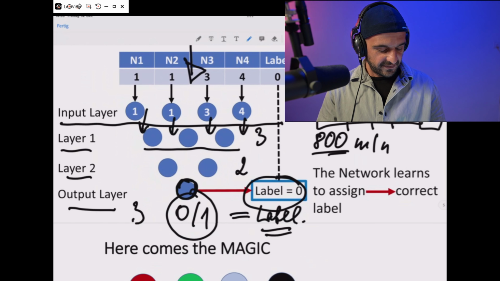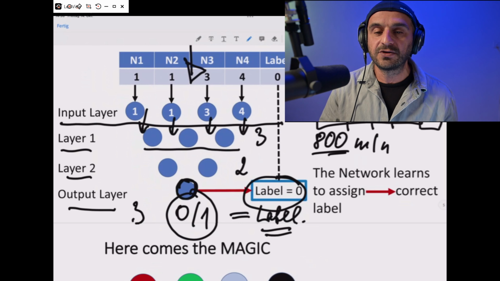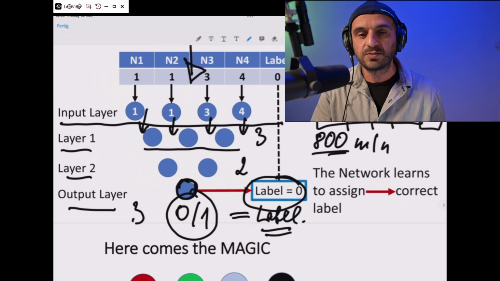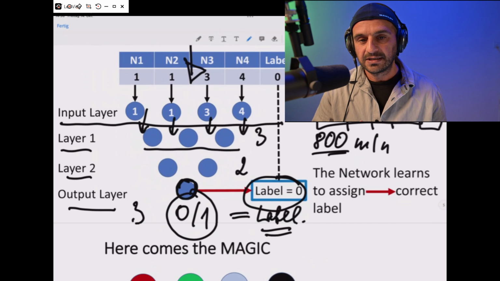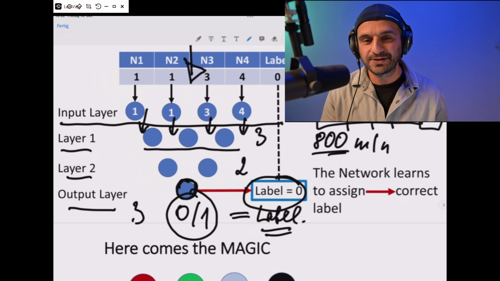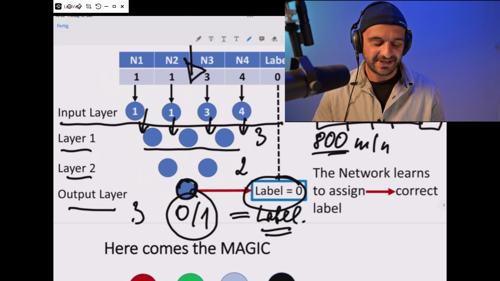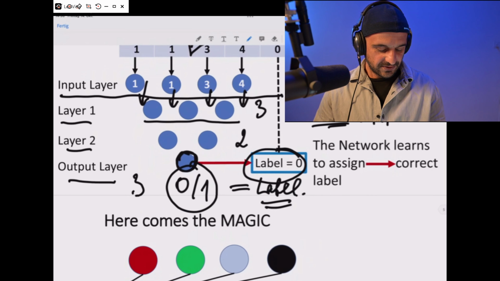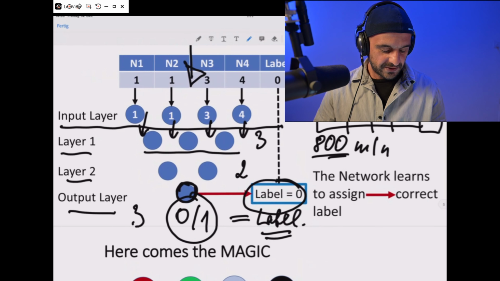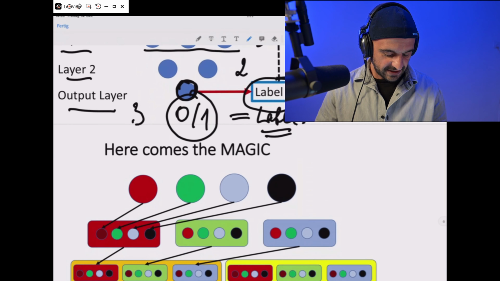So we have only three. They are called hidden because they are behind the input layer. They are behind the door, behind the closed door. So they are hidden. You can imagine it like this. So, okay, now we know what we do. And now comes the magic.